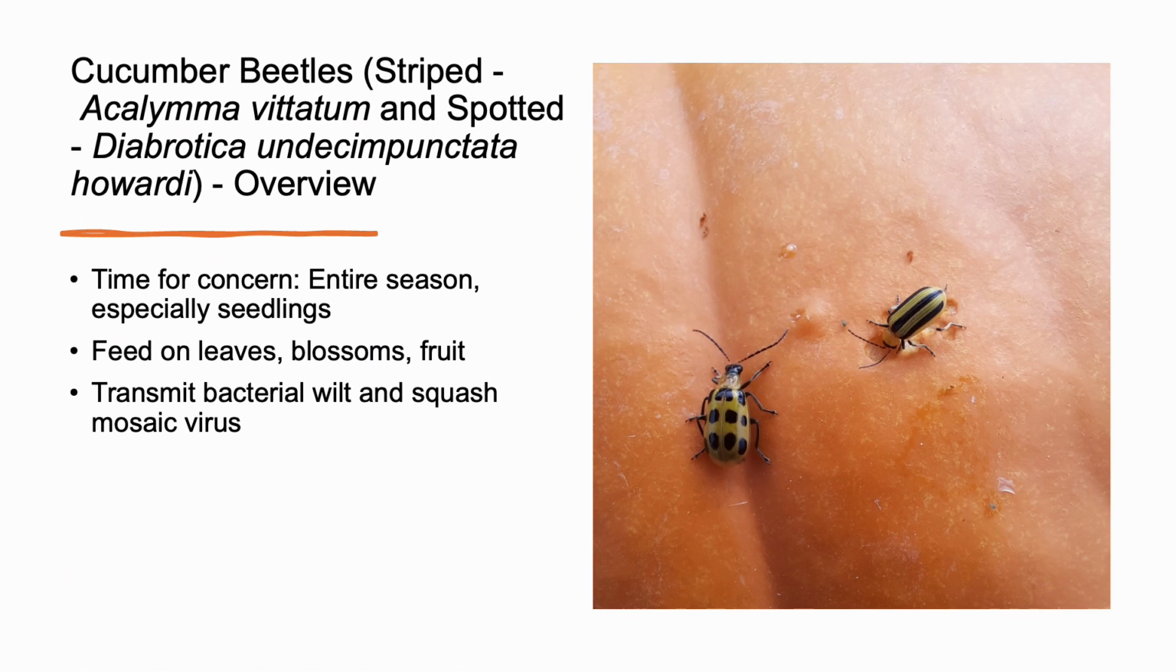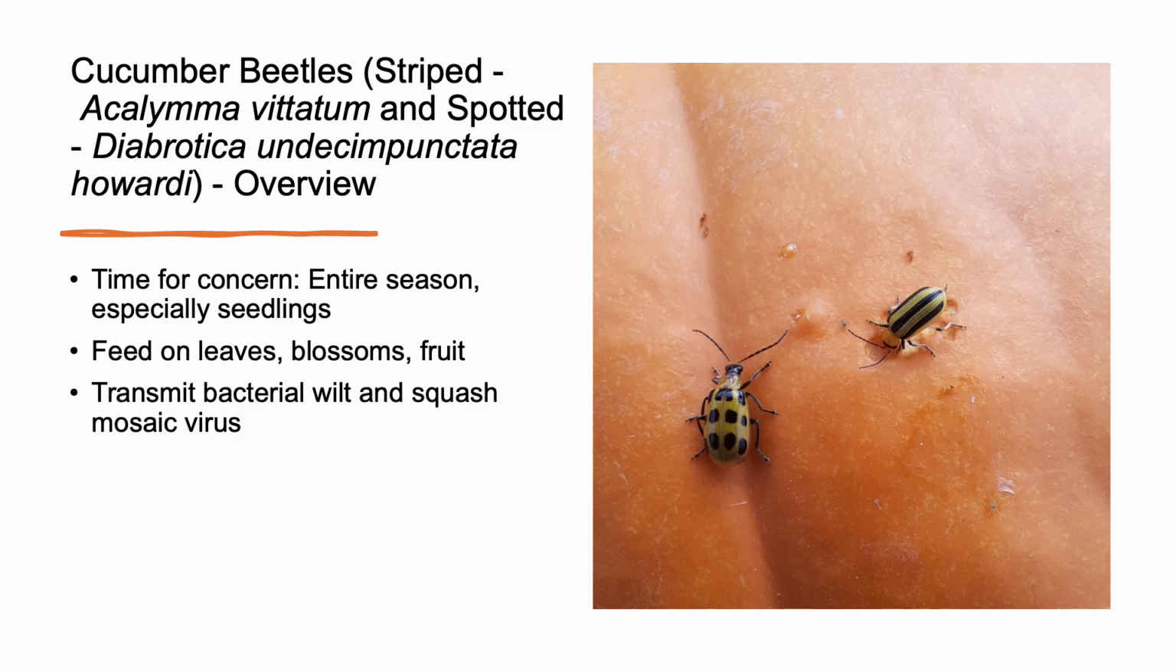Next, we'll move on to cucumber beetles, another major pest to watch for throughout the season. Cucumber beetles are a concern for the entire growing season, but they're especially damaging to young seedlings. Both striped and spotted cucumber beetles feed on leaves, blossoms, and fruit. They're also important because they transmit bacterial wilt and squash mosaic virus, making early detection critical.